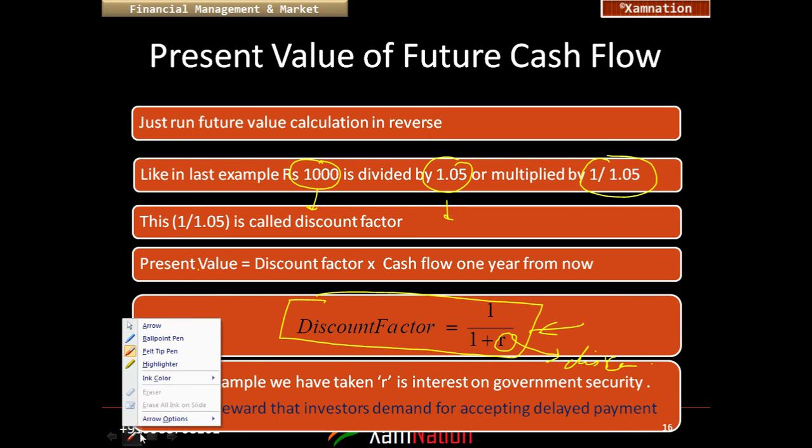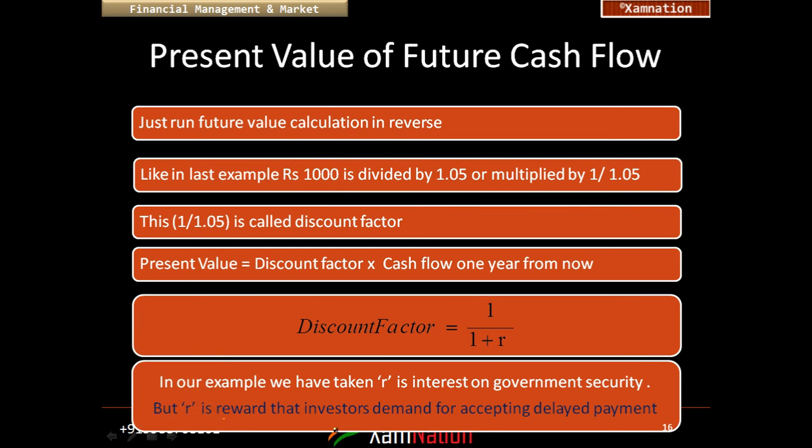In our example, r is taken as the interest on government securities, and r is the reward that investors demand for accepting the delayed payment. There are lots of names for this r: it is called the discount rate, or opportunity cost. So what are we saying? If you are receiving 1000 rupees one year down the line, then in the present time you could receive Z, and you have divided by Z into r percentage, which is what we have essentially done.